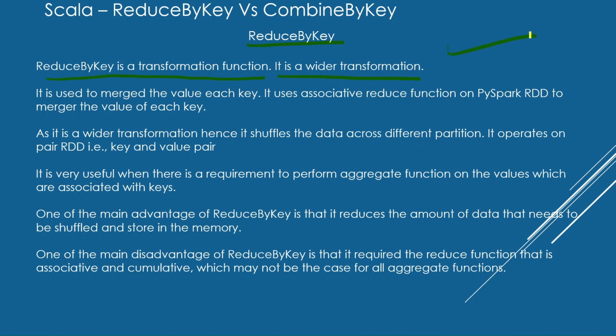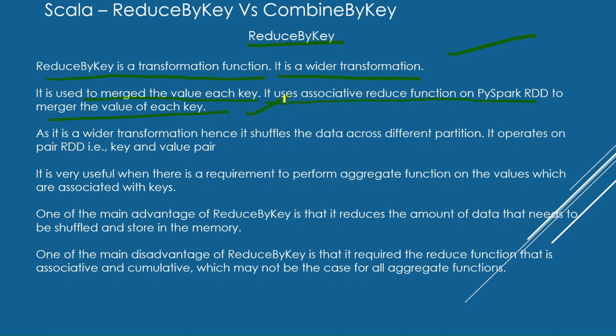This reduceByKey will help if you want to perform any kind of transformation, and this is a wider transformation. So whenever the transformation is wider, then the shuffling of the data across different executors over the network happens. It uses an associative reduce function on the PySpark RDD to merge the value of each key.